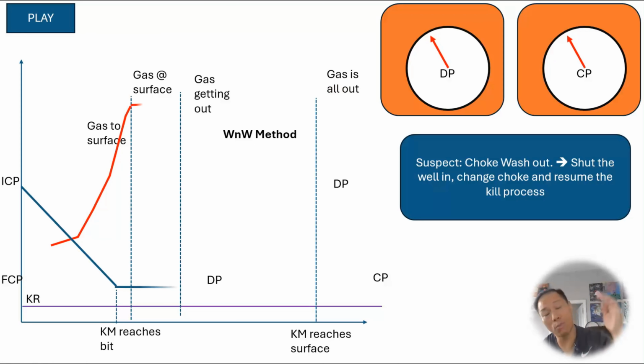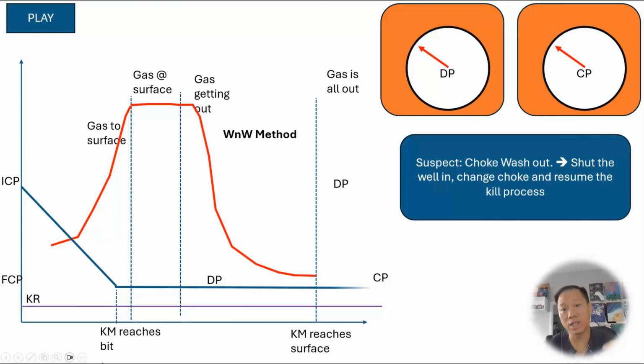All right? While you're pumping the kill mud into the string, you are moving at the same time the influx gas bubble up to surface. So you know that in this stage, gas traveling up to surface, casing pressure is supposed to rise. Drill pipe pressure gauge is supposed to drop, fall in the drop down graph. Now in this stage, if the choke washes out, this is very hard to detect by looking at the pressure. But you can listen to the choke. If you hear weird noise in there, you suspect the choke is washed out.